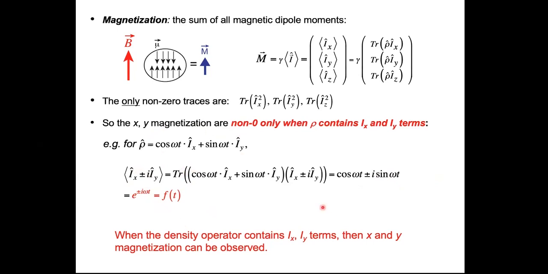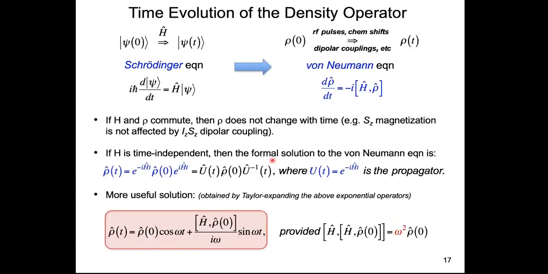When the density operator contains IX, IY terms, then the X and Y magnetization will be detectable, will be non-zero, and that comes from this idea of expectation values. So this is basically an under-the-hood look at where things come from. The density operator that represents our quantum mechanical ensemble of states gets multiplied in the trace calculation with the magnetization that we want to detect. And then you see if the trace calculation comes out to be non-zero.